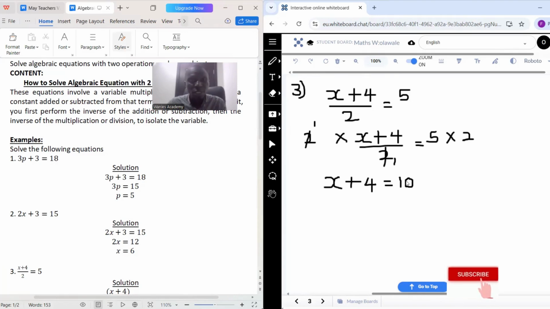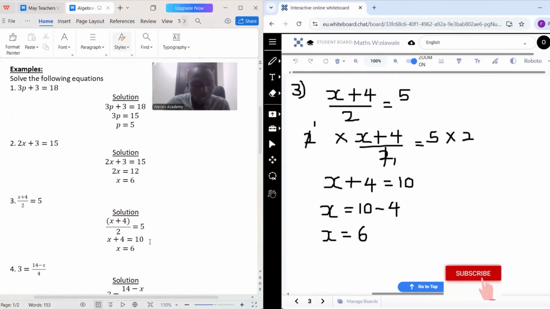So the next thing I want to do here now is to subtract 4 from both sides. Subtracting 4 from both sides, we're going to have x equals 10 minus 4, because the plus 4 would have been cancelled out by the time that we take 4 away from it. So we can now have the value of our x now to be equal to 10 minus 4. We're going to have this to be 6. On to the last example.